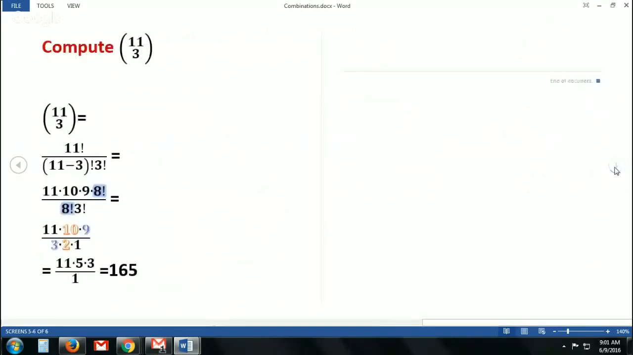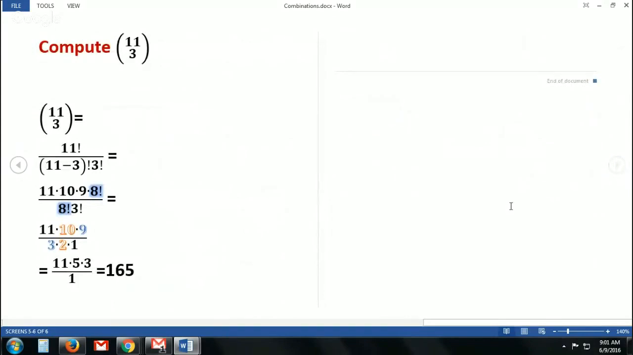Let's try another. If we compute 11 choose 3, our N is 11, so let's put 11 up on top, 11 factorial for the top part of our formula. On the bottom, N minus R, so 11 minus 3 factorial, and then that's followed with an R factorial, so 3 factorial on the back. Now, on the bottom, when I combine these things, 11 minus 3 is 8 factorial.